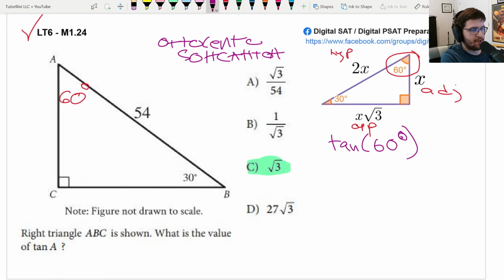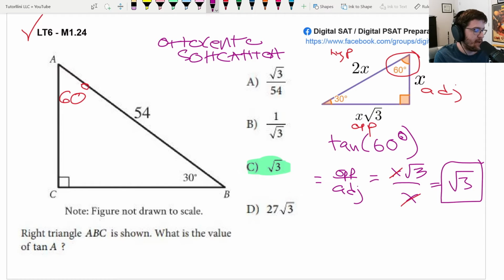Now we're going to do SOHCAHTOA. So tangent tells us opposite over adjacent. So opposite over adjacent, which is x root 3 over x. You see the x's cancel out, and we are just left with root 3.